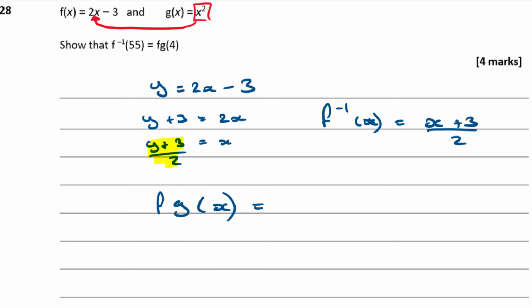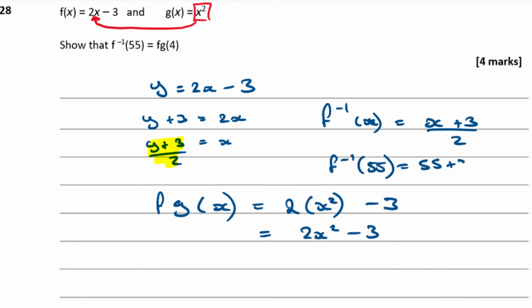So that is going to be equal to 2, not x, I'm going to write g of x there, 2 lots of g of x minus 3. Okay, so removing the brackets, that's just simply 2x squared minus 3. Okay, so now I've got my fg of x and I've got my f minus 1 of x. I can evaluate them for those two expressions. So f to the minus 1 of 55, that's going to be 55 plus 3 over 2. What's that then? 55 plus 3 is 58, divided by 2 is 29.